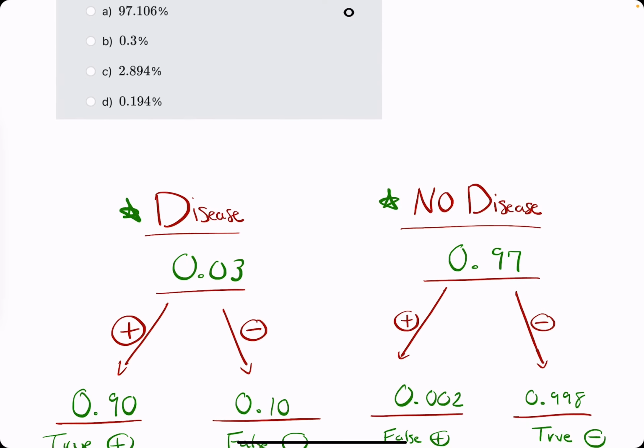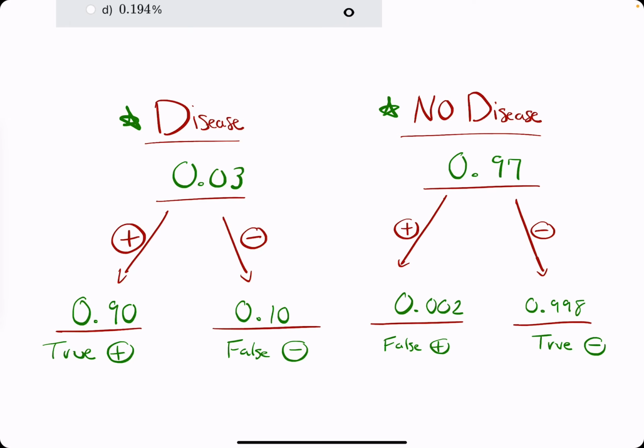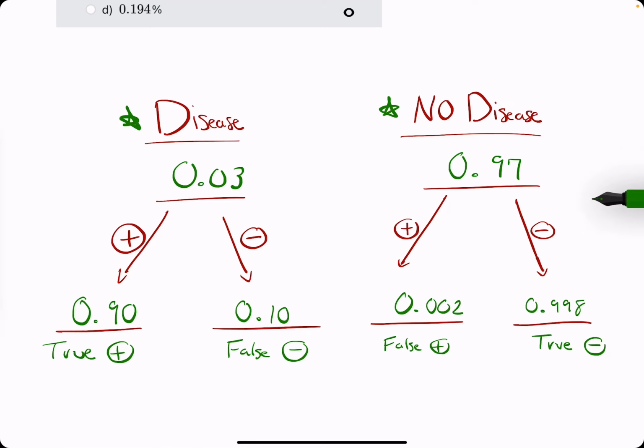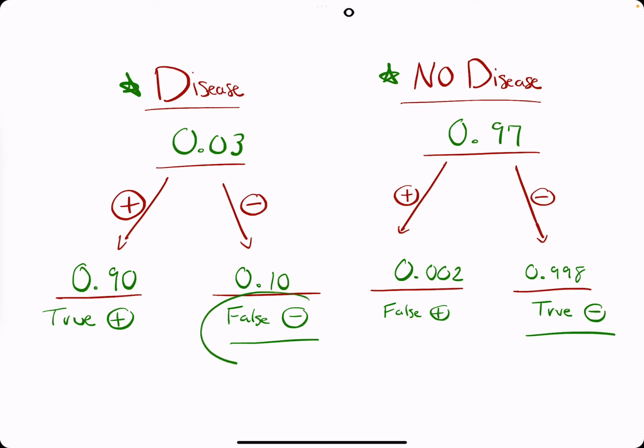All right, so what are they actually asking for? What percentage will test negative? We have this negative and this negative. Now, we're not just going to take these decimals. We do want to take these paths. Sorry, I'm drawing a blank here. These are the two negatives.